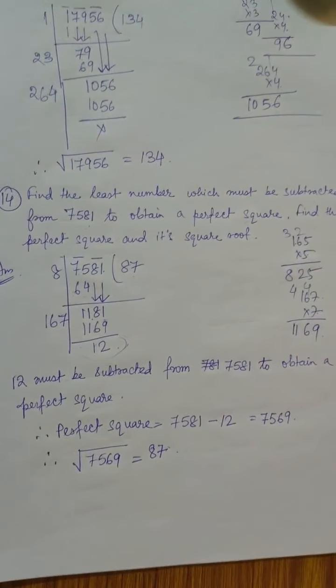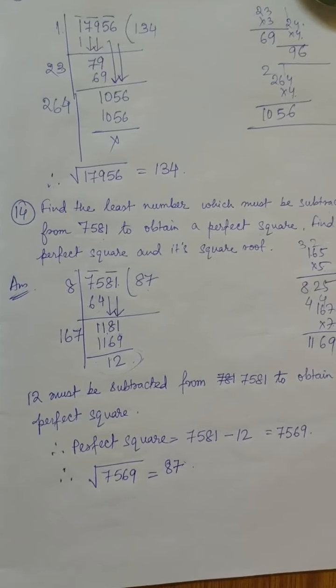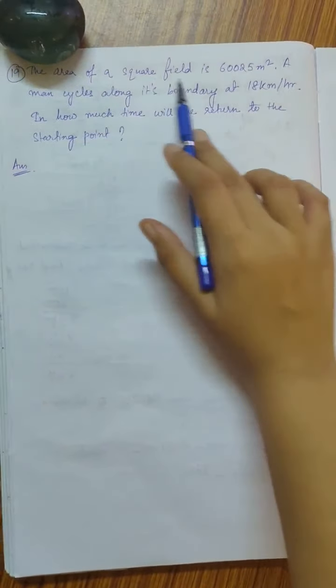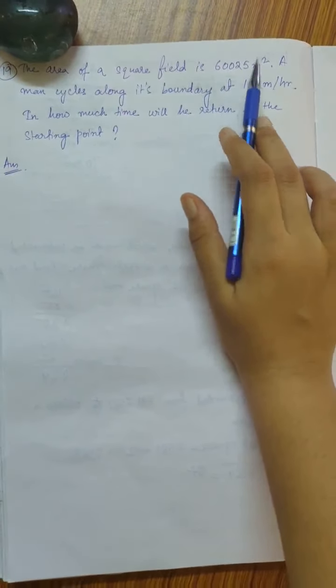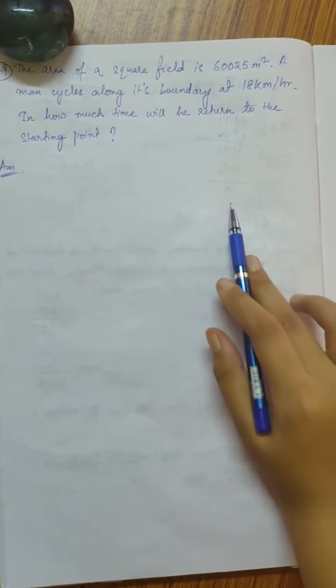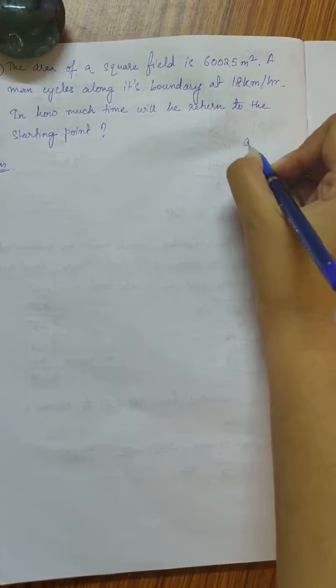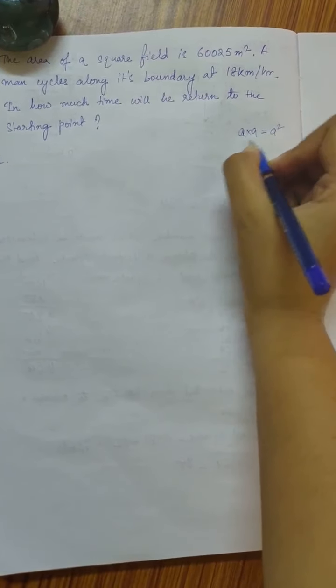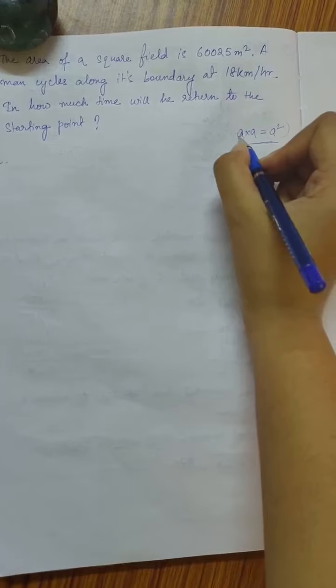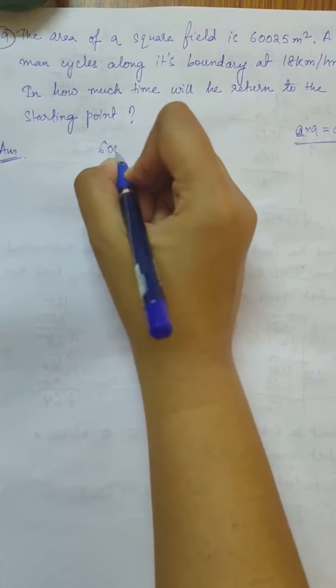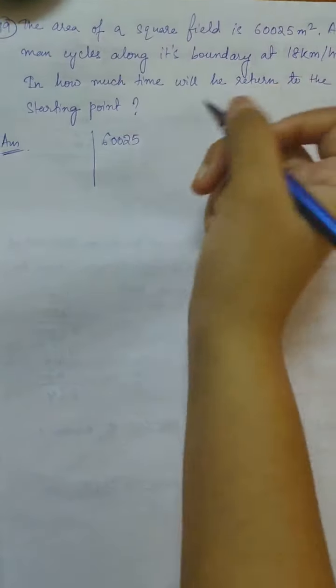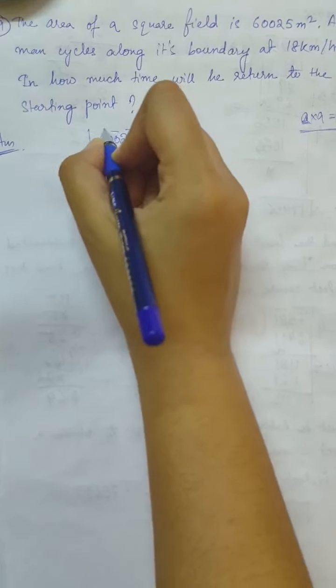Now moving on to the next sum, the last sum, sum number 19. Sum number 19 tells us that the area of a square field is 60025. Square field means both sides will be the same, so a into a will be a squared. This is the square field and this is one side a. To find that, we have to find the square root of 60025. So I am using the long division method.